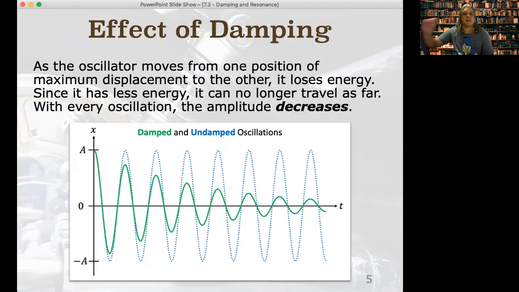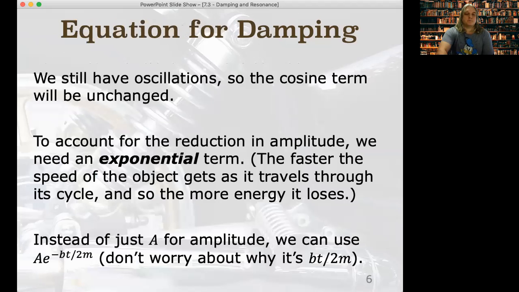Eventually, of course, it would get down and essentially look like a flat line. And that's not shown here. So we're still going to have a cosine term. That's not going to change, but we have to allow for this reduction in amplitude. So in simple harmonic oscillators, we just had A out the front of our cosine term. It was just the amplitude times the cosine term. But now that amplitude changes over time. So we can't just have A, we have to have A and another term that will decrease that A over time. So we bring in an exponential.